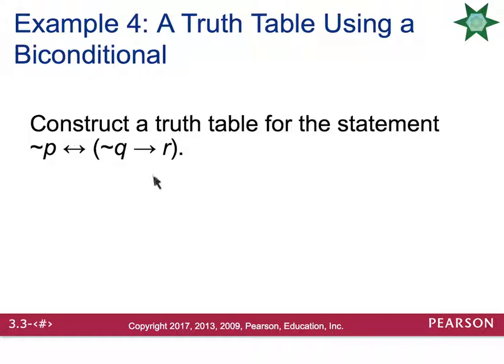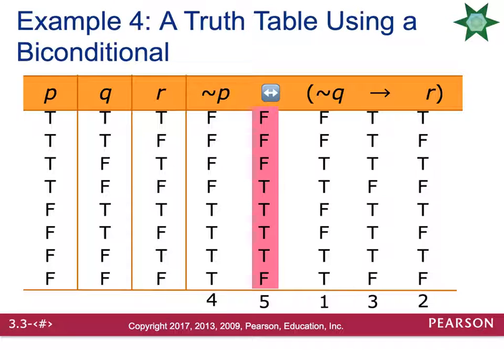Okay, so let's look at a truth table for something using a biconditional. We have negation P, if and only if, and then in parentheses, negation Q, if negation Q, then R. It's kind of hard to say, but we would say negation P, if and only if, negation Q, then R. We have a comma before that last statement. We have 3 simple statements, so we're going to have 8 lines, 8 different cases.